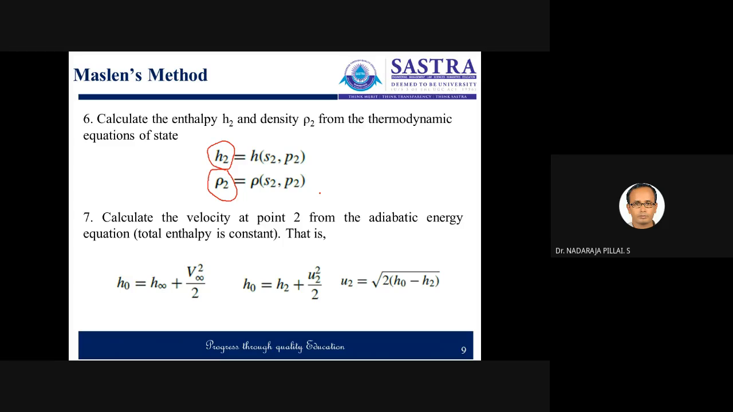Similarly, rho 2 is a function of S2 and P2. So we can calculate H2 and rho 2. Now calculate the velocity at point 2, right?